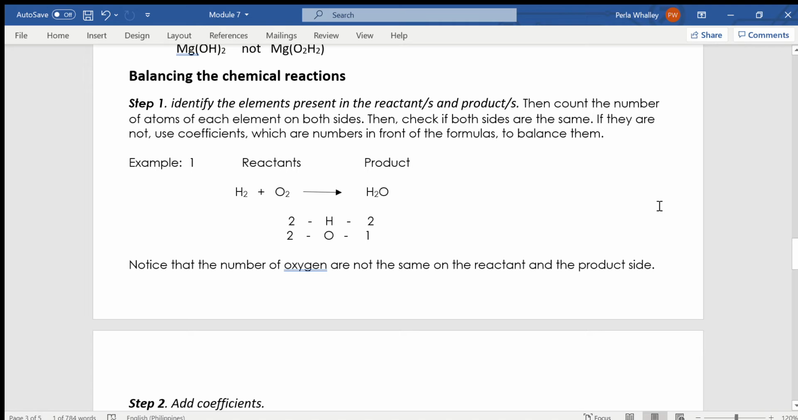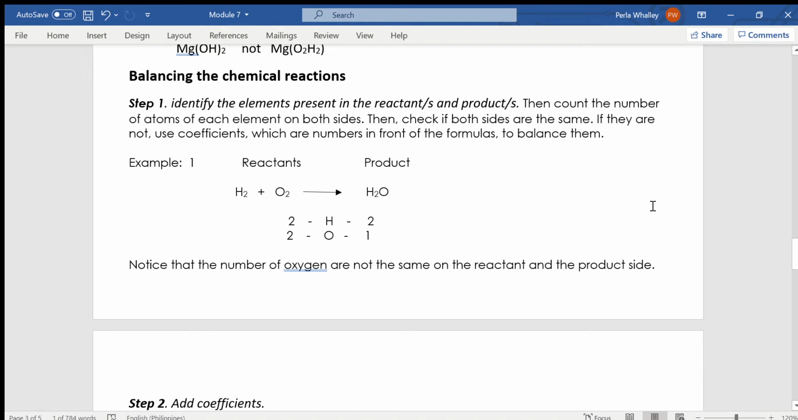Step 1. Identify the elements present in the reactants and products. Then count the number of atoms of each element on both sides. Then check if both sides are the same. If they are not, use coefficients, which are numbers in front of the formulas, to balance them.